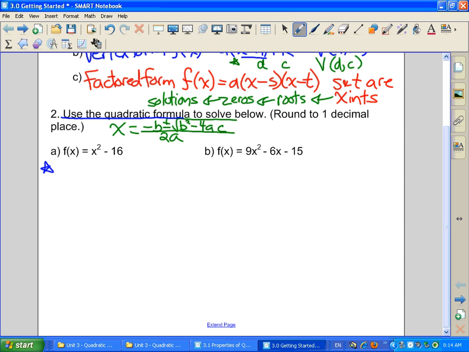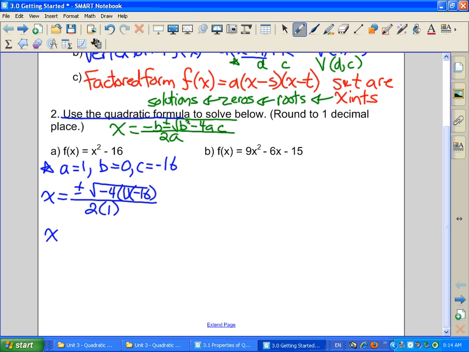So what we need to do is say, a equals what value? It's what is in front of x squared. That's 1. b is our middle term, which doesn't exist, so b equals 0, and c equals negative 16. Subbing it in, we've got x equals 0 plus or minus the square root of 0 squared, which is just going to be 0, minus 4 times a times c, all divided by 2 times a.